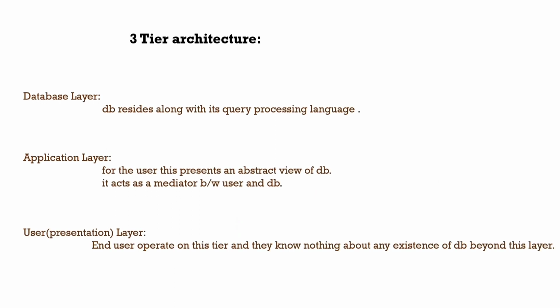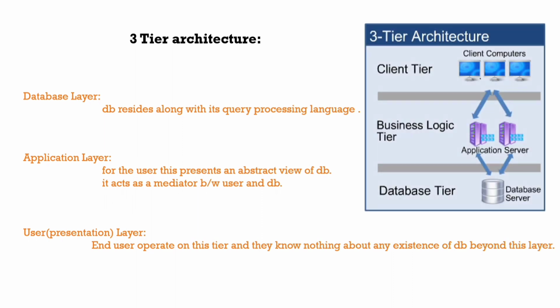In three tier architecture, there are three layers present, which you can see in the architecture diagram. First is the database layer. The DB resides along with its query processing language. Then the application layer for the user.